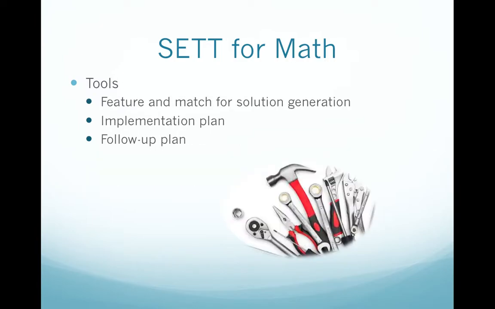Now finally we get to step 4, tools. Once the team has determined the specific task the student is struggling with, the process of assessment can take place. Feature and match can be used for solution generation. The team can create an implementation plan of who will do what and by what date, and then the follow-up plan after a product has been tried. Follow-up is very, very important. Again, if the student doesn't want to use it for whatever reason, it gets set on that shelf.